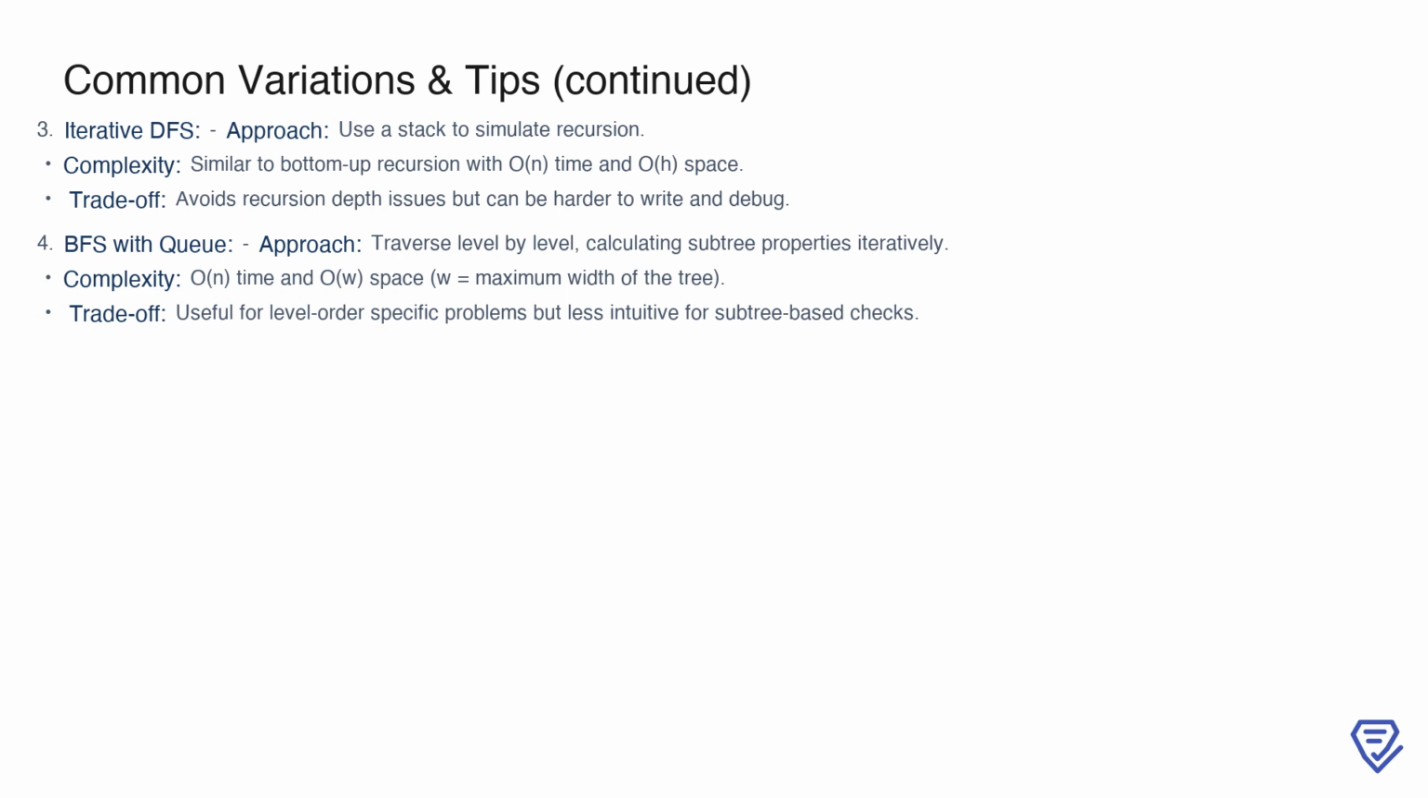A further alternative is breadth-first search using a queue. This technique processes the tree level by level, making it particularly useful for problems that require level-order traversal. Its time complexity is O(n), while the space complexity depends on the maximum width of the tree, denoted as O(w). While BFS can be helpful for certain tasks, it's generally less intuitive for problems centered on subtree properties, as it doesn't naturally align with recursive or bottom-up processing.